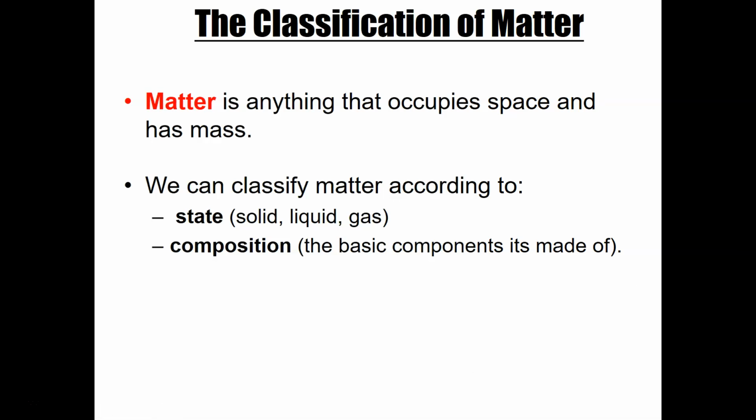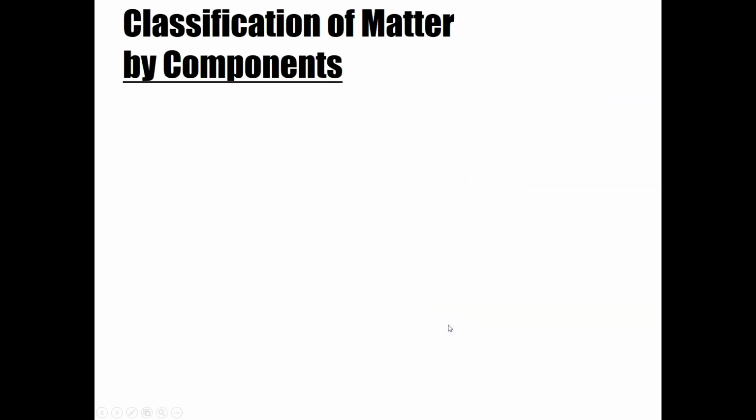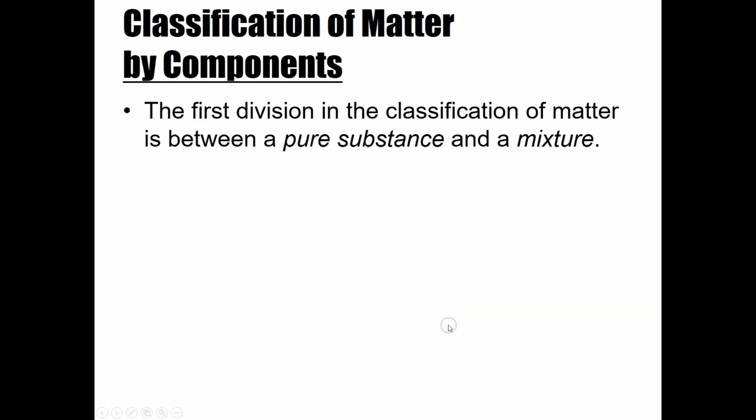The solid, liquid, gas one is pretty straightforward. The one about composition gets a little bit trickier because we have to know some key words here. So let's look at it by the composition or the components. That's another way to say it. So the first way we're going to divide things up is by asking ourselves, is it a pure substance or is it a mixture?